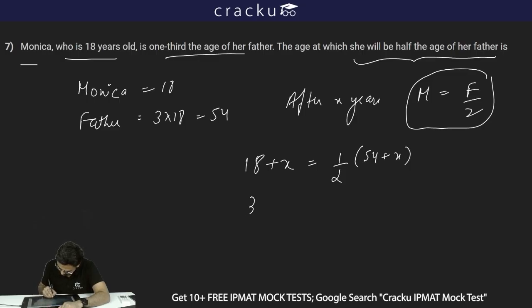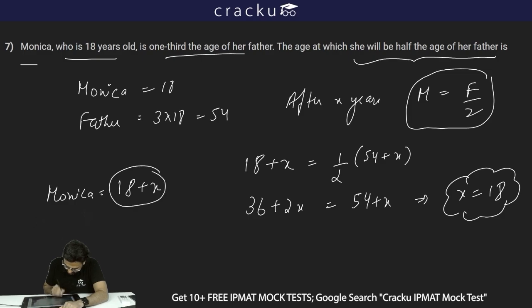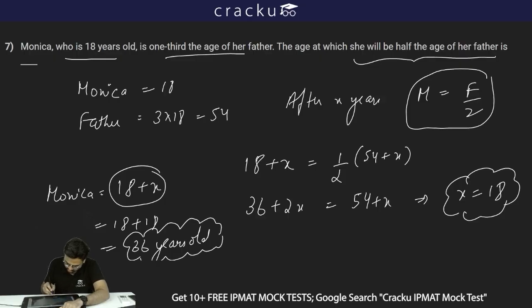So 18 plus x is half into 54 plus x. I can simplify this. 36 plus 2x is equal to 54 plus x, or after solving, we'll get x is equal to 18. So Monica's age at the time when she is half the age of her father will be 18 plus x. So 18 plus x is 18 plus 18, and thus Monica at that time is 36 years old. Therefore the answer for this question is 36.